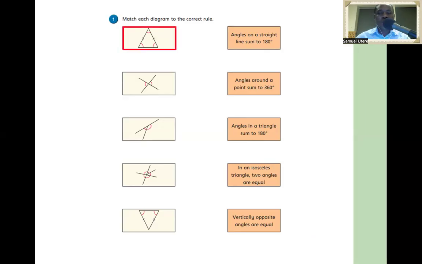Here you can see that that is an isosceles triangle, so the base angles should be equal. But the fact that really matches that is that the sum of the angles in a triangle is 180 degrees. For the next one, we can see that vertically opposite angles are equal. And for the next one, we can see that adjacent angles on a straight line add up to 180 degrees.